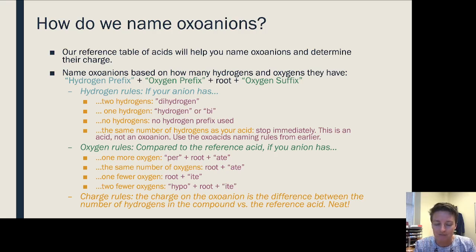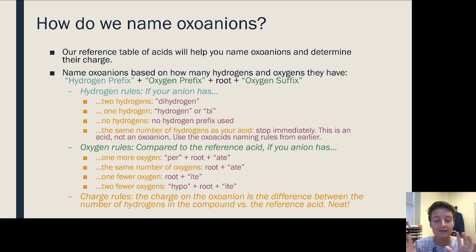Now, if we have the same number of oxygens as our root acid, instead of saying ic acid for our suffix, we're going to use the suffix ate. And similarly, if we start to have fewer oxygen atoms compared to our reference acid, the us acid suffix turns into ite as the suffix.